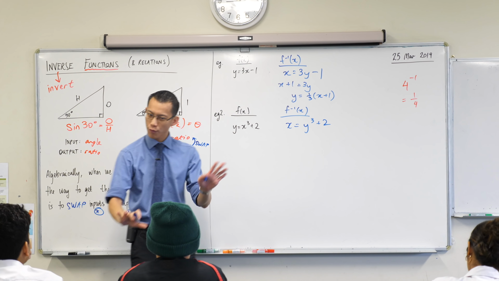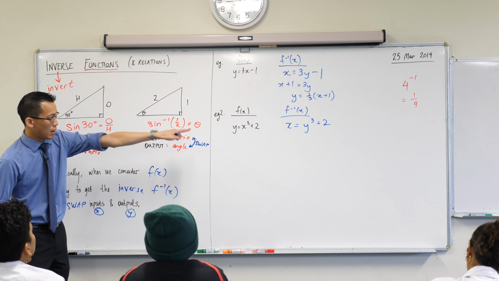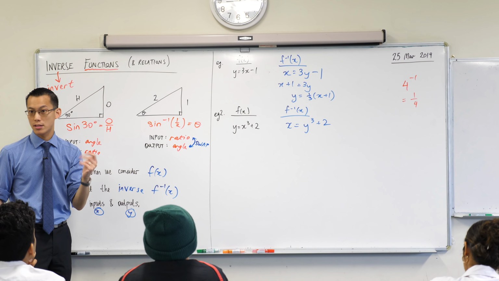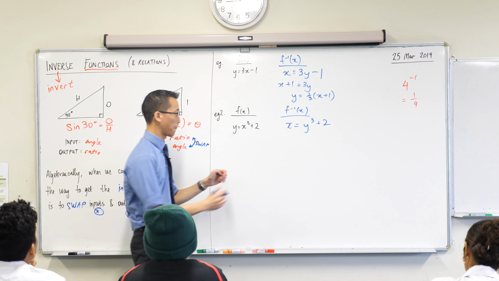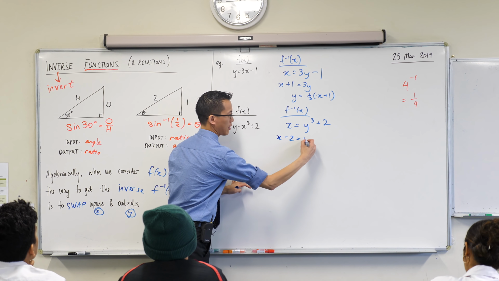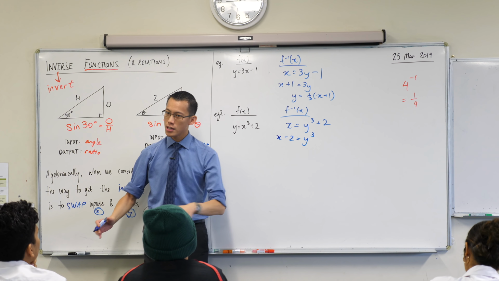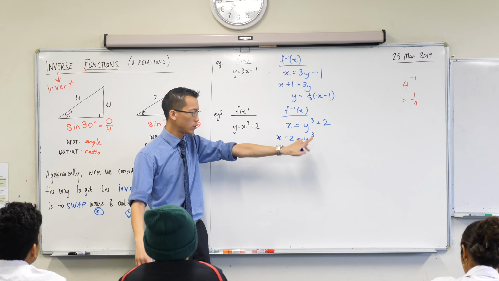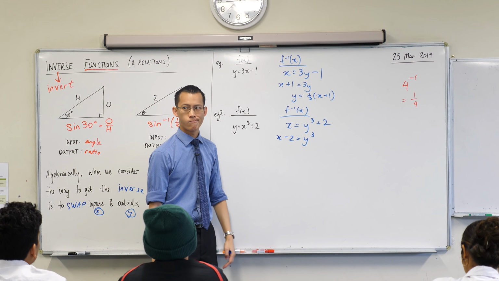Again, I've started off with a nice, relatively simple one. What's the first thing I can do to get towards y being on its own, y being the subject? Yeah, we'll subtract 2. That gives me this. And at this point, I've got y cubed. I don't want y cubed, I just want y. So what will I do to do the opposite of that?